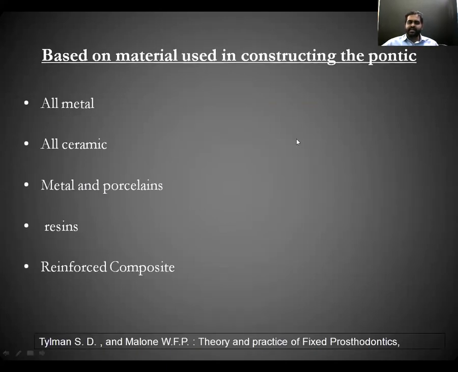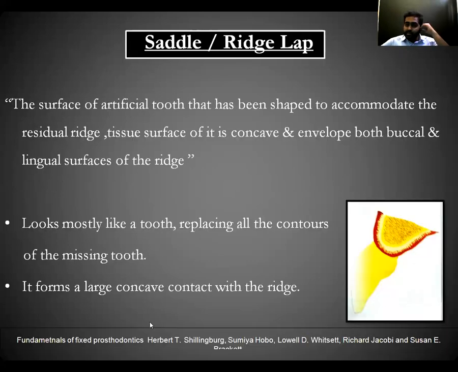Based on the materials which can be used to fabricate the contact, it is classified into all ceramic material, all metal material, the metal porcelain resins, and the reinforced composite. All the materials which can be used to fabricate an FPD are used for contact fabrication. So now we'll see all the contacts one by one.